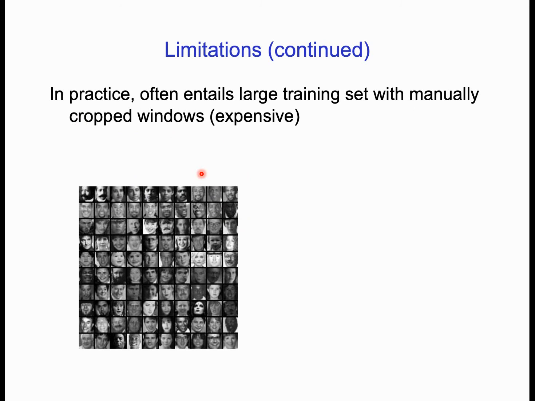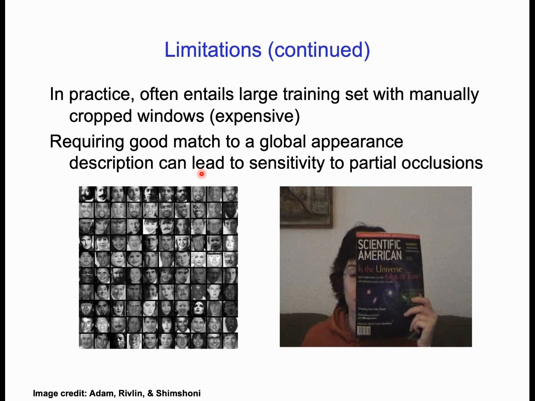Again, in practice, creating such good algorithms often entails extracting very large training sets and manually cropping windows, which might be expensive, and it would really require good matching to a global appearance. For example, if I have partial occlusions, then I will have some trouble if my training data set does not include examples like this one. So even though it looks at patches in the sliding window approach, it uses the ideas of global appearance features, and not the local appearance features that might be useful to tackle the occlusion problems.